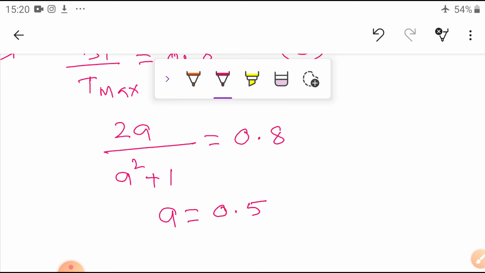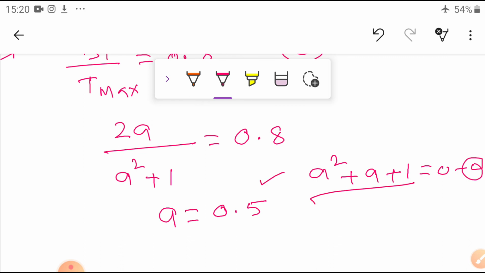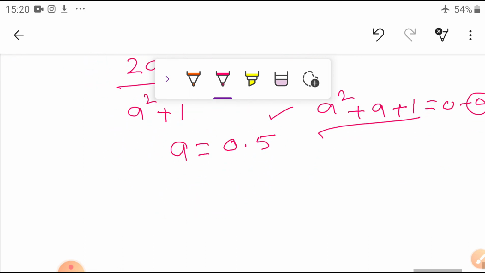Dear students, this is very easy. Simplify 0.8 into A square plus 0.8 is equal to A. So we are going to get A square plus A plus 1 equal to 0. One equation we are going to get. From that we are going to calculate the A value. Okay. So if we got the A value, then we are going to substitute that value in that equation.